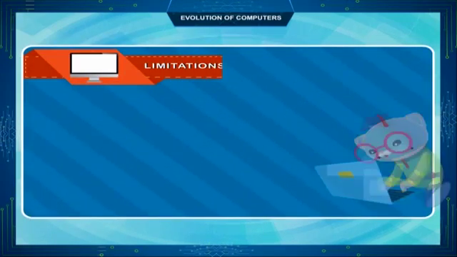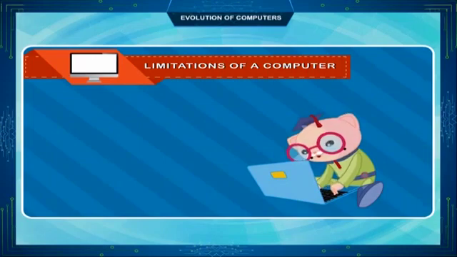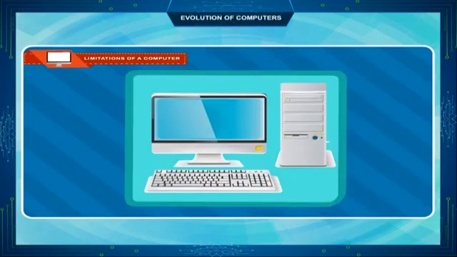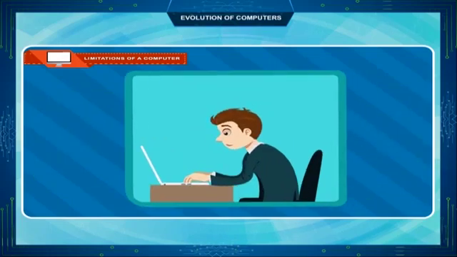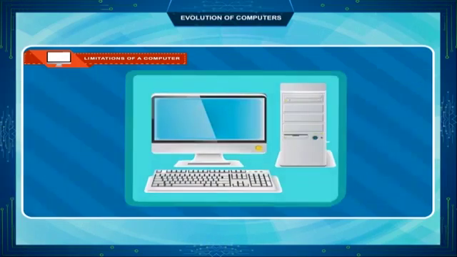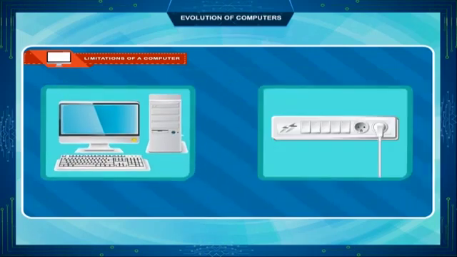Limitations of a computer. It is a dumb machine. Computers cannot do anything on their own if no command is given. A computer works only when electricity is available.